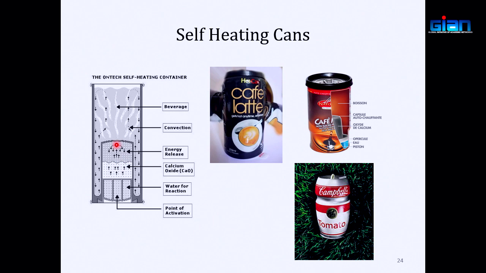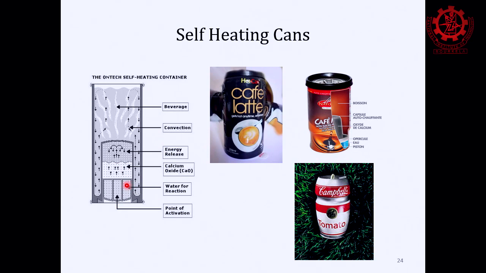And then at the bottom, you have again 2 chambers. In one chamber, you have calcium oxide, and in another chamber, you have water. And there is a seal. If you break that seal, it will allow water to mix with calcium oxide, and then what will happen?